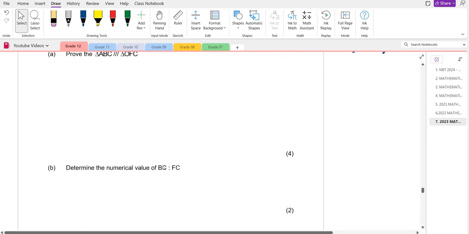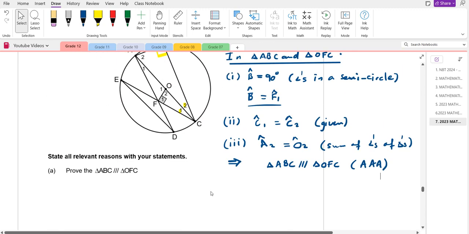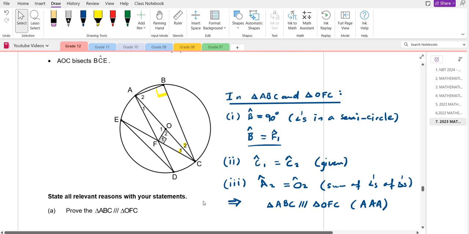Next one, determine the numerical value of BC to FC. BC to FC, stick this diagram down.